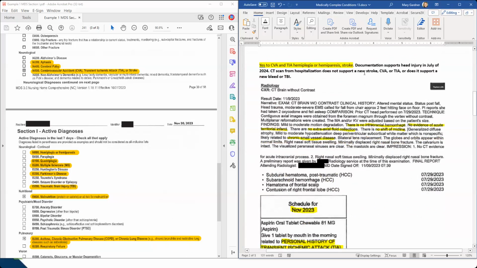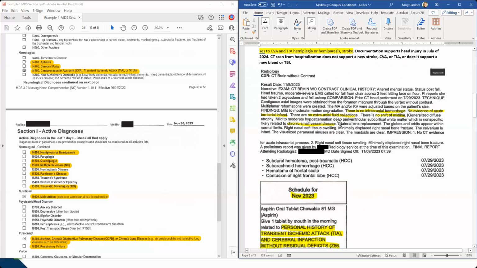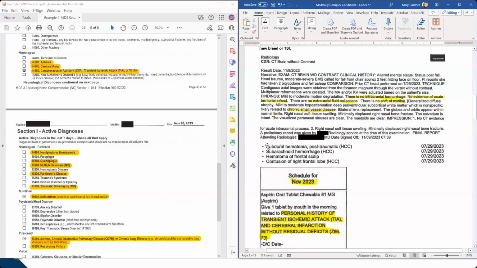The CT scan from the hospital did not support any type of new stroke, CVA, TIA. It does not support any kind of new bleed, any type of traumatic brain injury. And here's the radiology information from the hospital. And here is the information of when these were noted to occur.